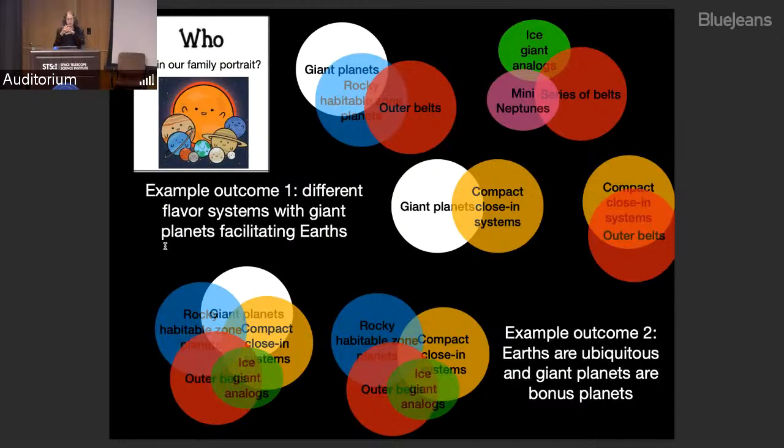So as an example, as we look at this big collection of portraits, we might see that there are different flavors of systems. And maybe we start to see that having a giant planet in the system actually facilitates having rocky habitable zone planets. And there are other systems that have compact close-in Neptunes and outer belts, etc. Or maybe systems aren't really sorted into flavor and they're more mix and match, and maybe Earths go hand in hand with all different types of systems, and the giant planets are just a bonus that don't seem to have a detectable effect. There are many other possible outcomes as well, but we need a whole collection of systems to be able to tease this out.